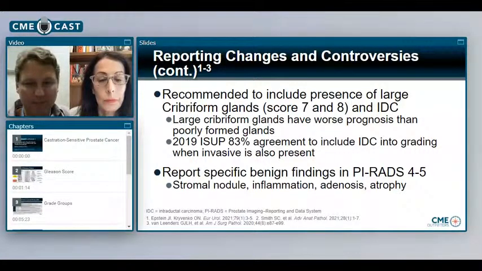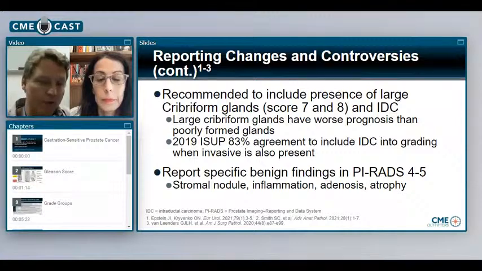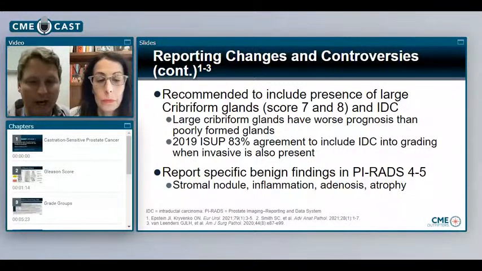And as a little side note, although we're not doing this yet, similar to what was done in the past before we even noticed these things, there's now a push to just ignore it. When you have an invasive component of adenocarcinoma and intraductal carcinoma, you just include it in the grading scheme. It's not something we're doing now, but it's something that's probably going to happen because these things are changing quite fast.